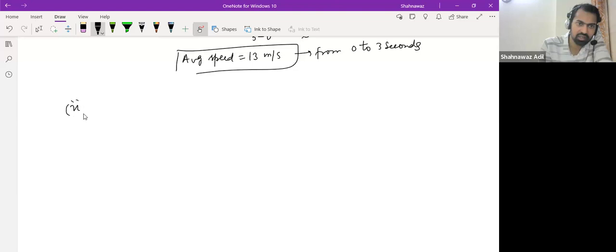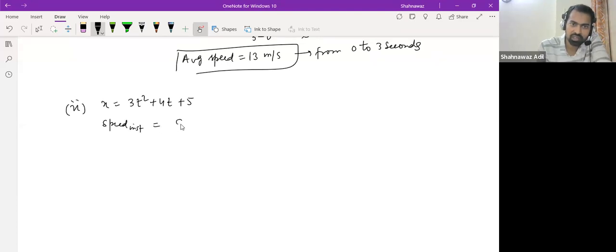So the second question was x is 3t square plus 4t plus 5. We want to calculate the instantaneous speed. So this would be dx by dt, right? This is where differentiation is important. So this would be how much? d by dt of 3t square plus 4t plus 5.